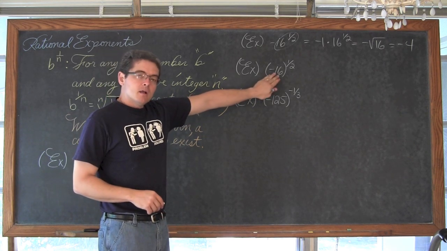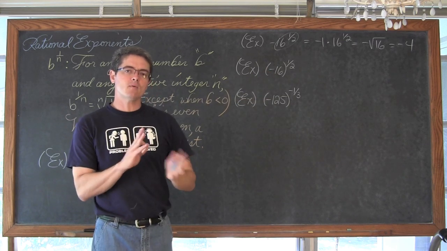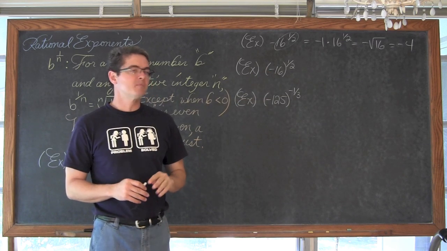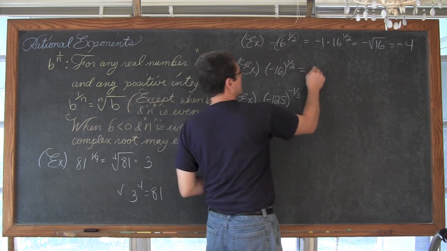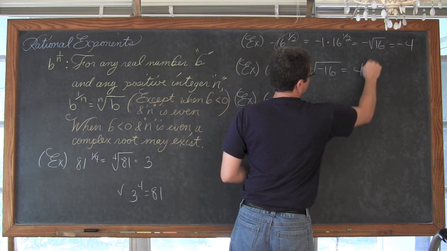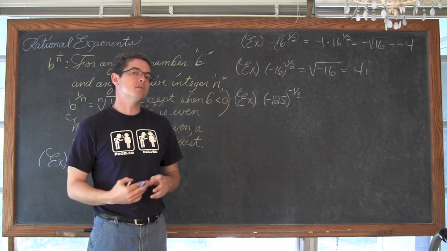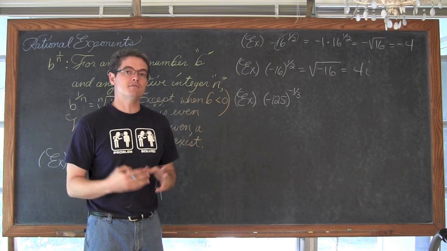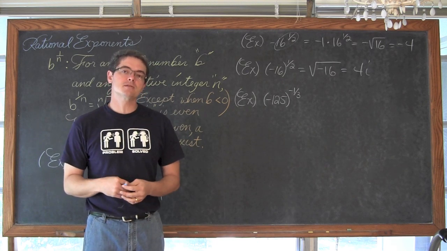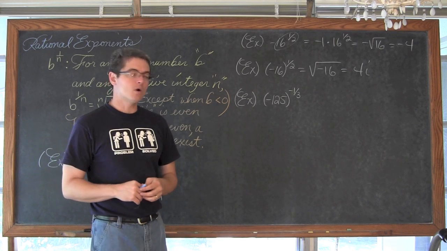However, here we have a problem, because this is rewritten to get you back into that radical form that you might be comfortable with, equal to the square root of negative 16. Unless you've learned about complex or imaginary solutions, you would say there's no solution to the square root of negative 16. If you have learned about imaginary or complex solutions, you would say it was equal to 4i.